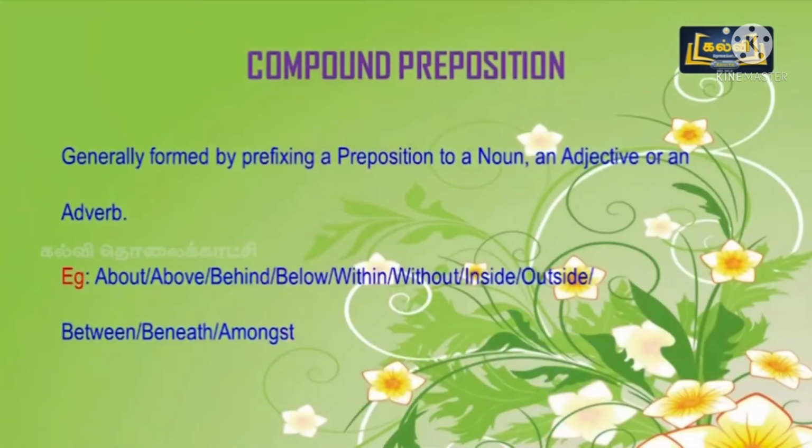Next one is compound preposition. What is compound preposition? It is generally formed by prefixing a preposition to a noun, an adjective or an adverb. Example: about, above, behind, below, within, without, inside, outside, between, beneath, amongst.